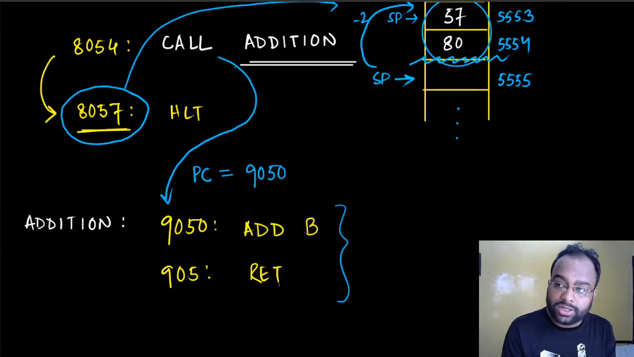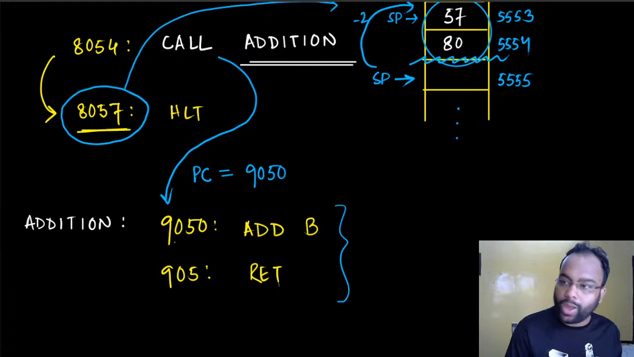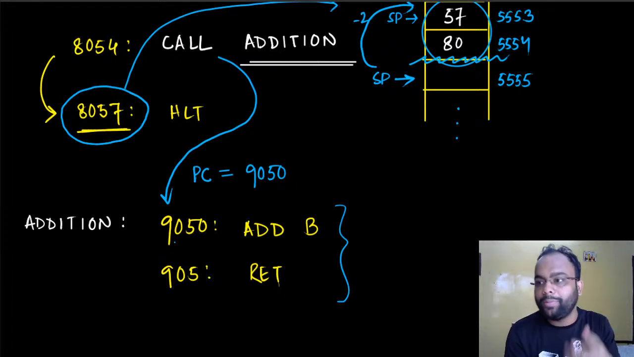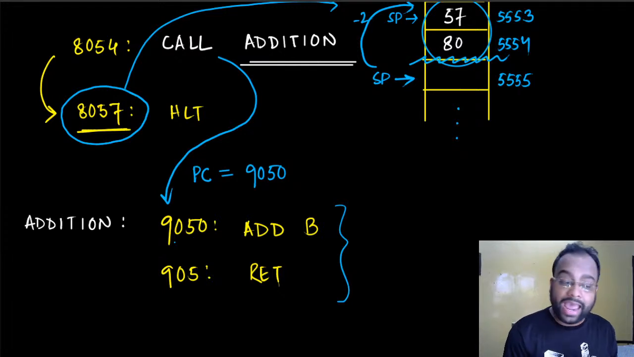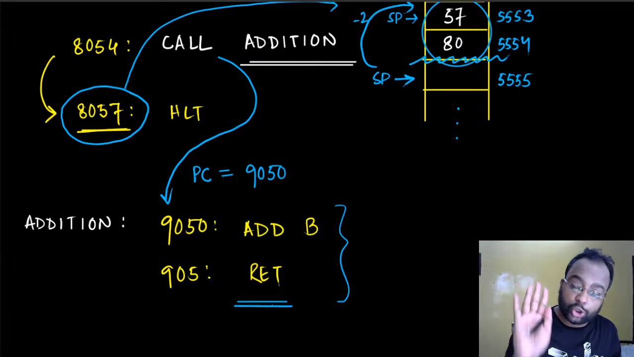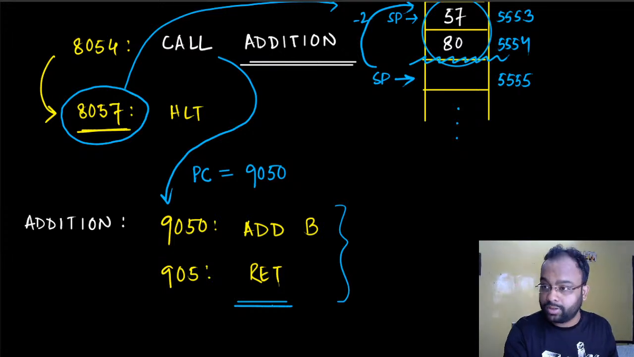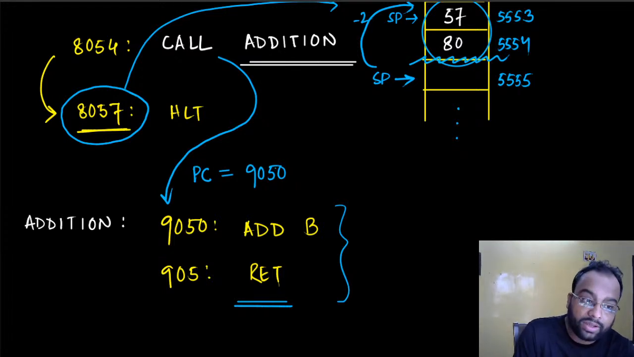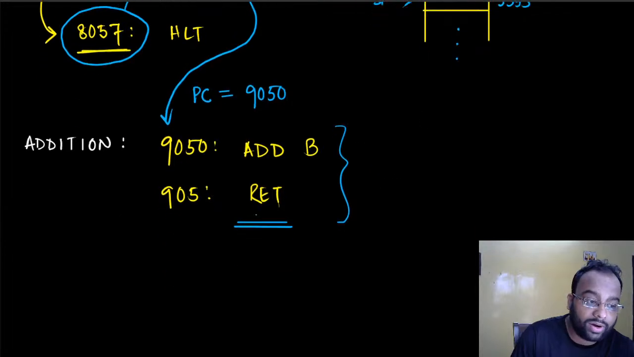So after doing the call instruction, what is the next instruction that is executed? This one. So addition takes place: the content of register B will be added with the content of register A, and then comes the return instruction. Any subroutine should end with a return instruction, otherwise it's not a subroutine. Once I do the return instruction, what does it do?